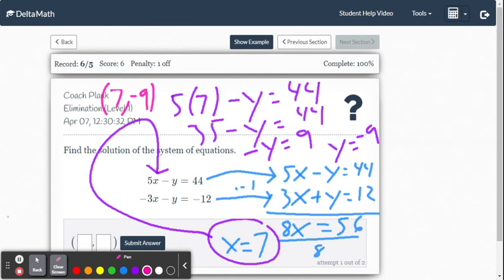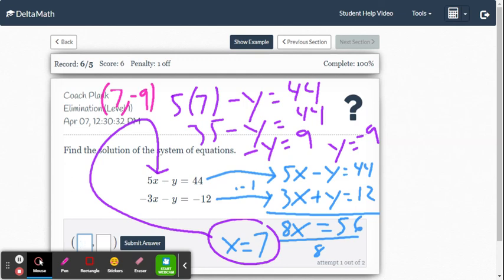So now in DeltaMath, we have to actually input our answer. So again, I showed you the work here. And for my students in my class, I want you to be writing down the work on a piece of paper. You're going to take the picture and you're going to upload it in Google Classroom. I want the proof of work, not just your answers in DeltaMath here.